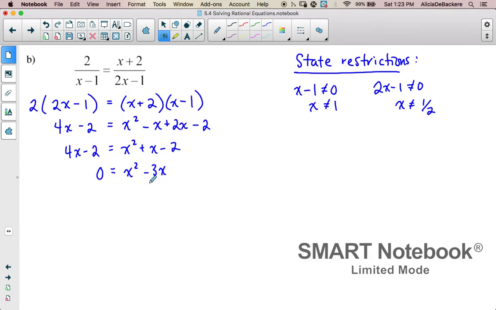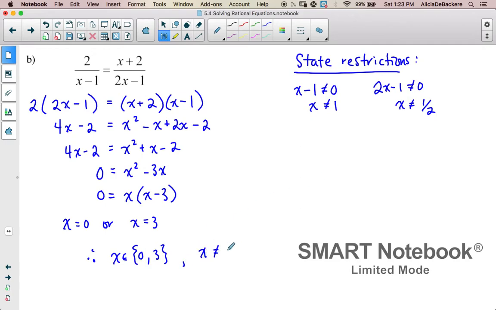Now this becomes much easier for me to factor and solve. There's a common factor of x, and I'm done. I just now have to solve each one of these factors, set them equal to 0. So either x equals 0 or x equals 3. And again, if you want to write x minus 3 equals 0 and then rearrange, that's fine. So therefore, I've got my solution set, that x belongs to the set of 0 and 3, and I've double checked here that I haven't broken any rules with my restrictions.